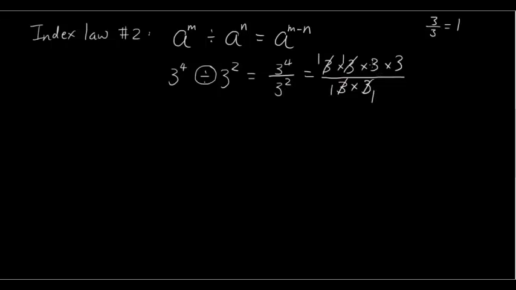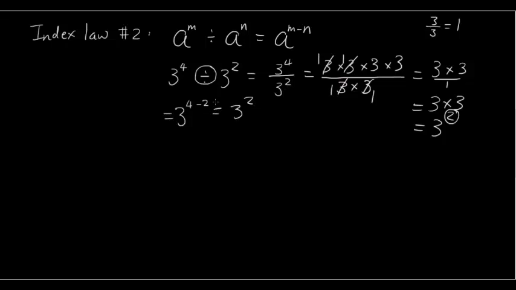So what do we have left? We have 3 times 3 on the top, divided by 1, which is just 3 times 3, which is just 3 to the power of 2. Now where did the number 2 come from? Well, the number 2 comes from 3 to the power of 4 minus 2, which is 3 to the power of 2. So that is a lot quicker. So that is the second index law.